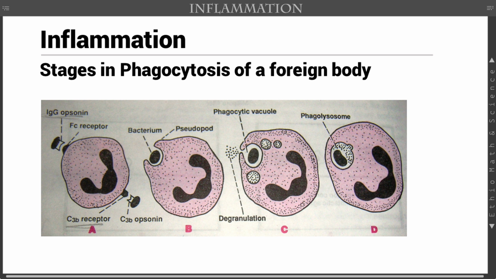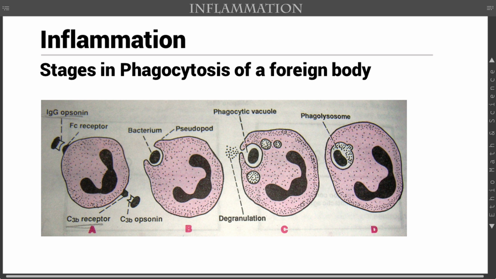IgG and complement fragments, such as C3b, tag the target and engage Fc and complement receptors on the phagocyte. Your figure labels a C3p receptor opsonin. In practice, this role is classically served by C3b and its receptors. Next is engulfment. The cell extends pseudopods, envelops the particle, and internalizes it into a membrane-bound phagocytic vacuole. That vacuole then fuses with lysosomes to form a phagolysosome, a chemical furnace.